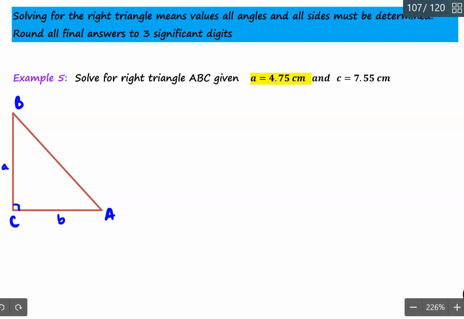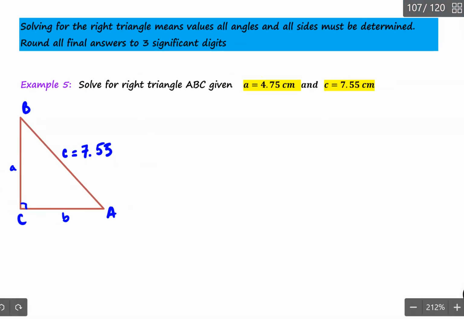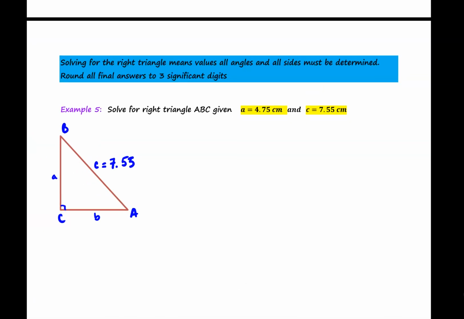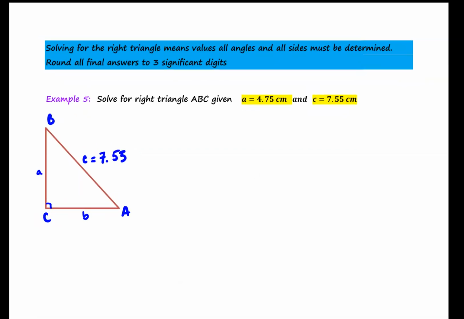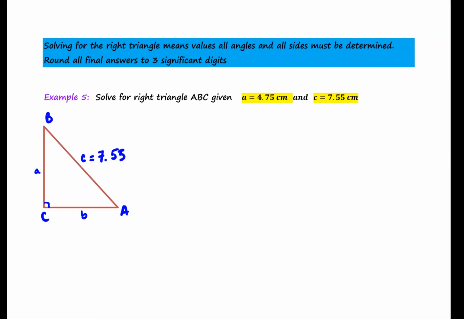So let's take a look at what is given for us. I have a equal to 4.75 and c as 7.55. So I will write that information down. c equal to 7.55, and a is given as 4.75. So in this case, I should write 4.75 as a because this one is opposite to A.